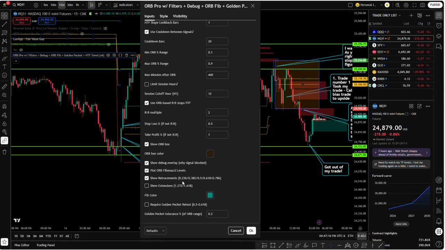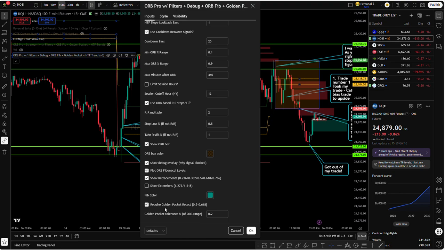I did implement a Fibonacci within this indicator as well. So a lot of retracement levels, right? When it comes to the Fibonacci, we want to see where price action is, if it's discounted or premium price, see where things are moving. Within the ORB itself, you'll see these two golden lines, what I refer to as the golden pocket.